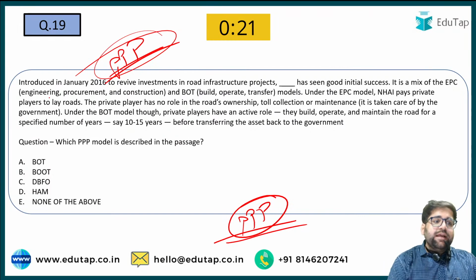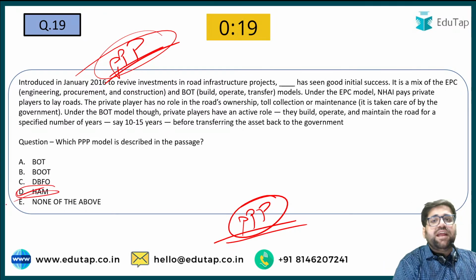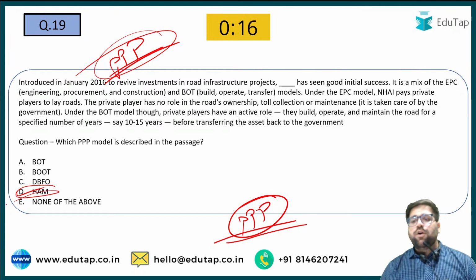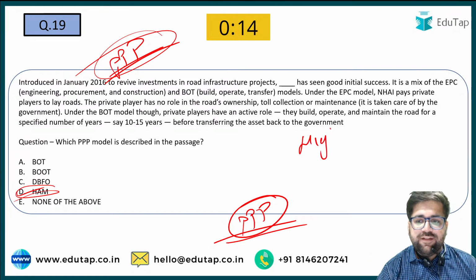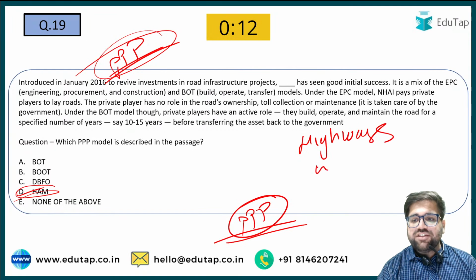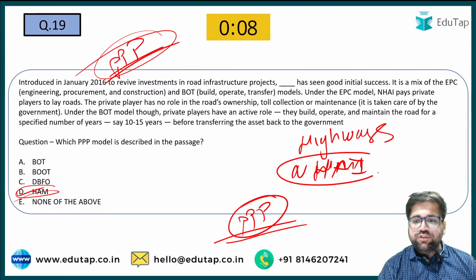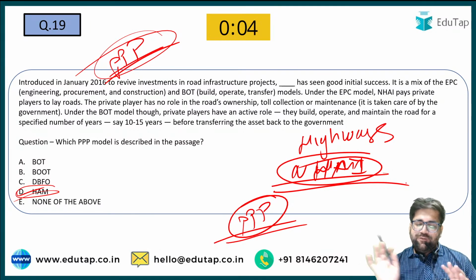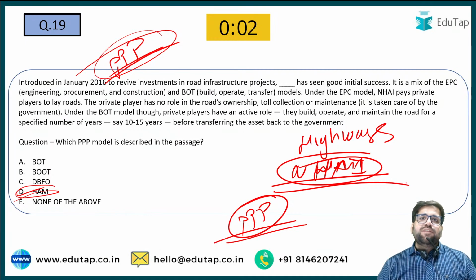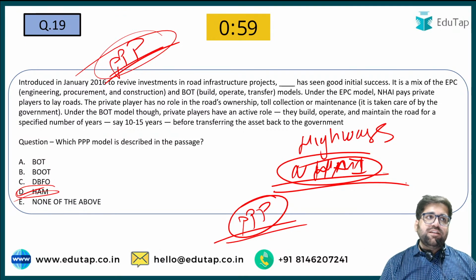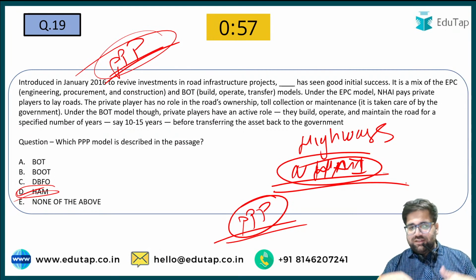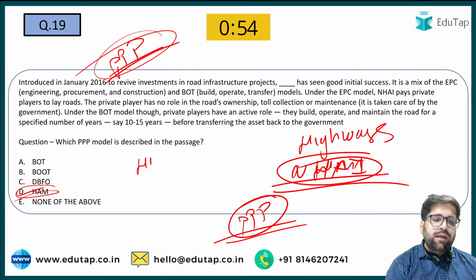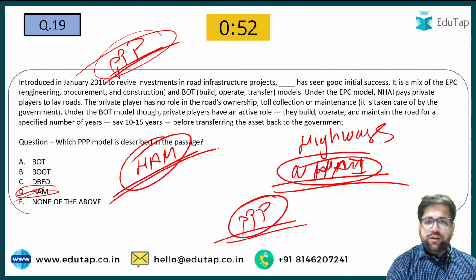Yes, the correct answer will be HAM, that is hybrid annuity model. Hybrid annuity model is very famous when it comes to highways. Our National Highways Authority of India, NHAI, has been using this particular model for the last 2 years, and there has been unprecedented growth in the formation of highways. Let's first discuss what is HAM. HAM stands for hybrid annuity model.